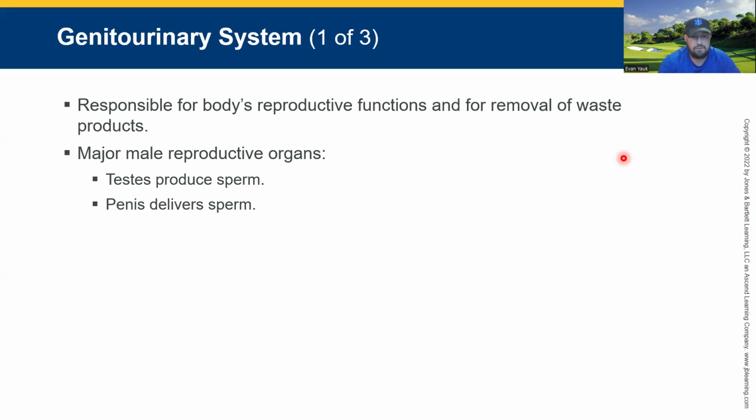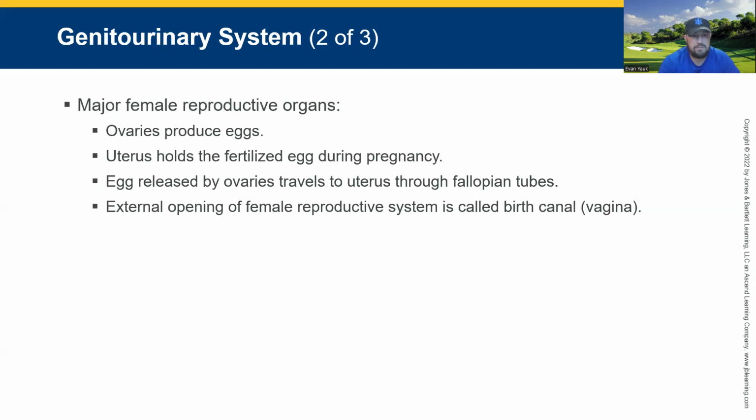Major male reproductive organs are the testes, which produce sperm, and the penis, which delivers the sperm. Major female reproductive organs are the ovaries, which produce eggs. The uterus holds the fertilized eggs during pregnancy. Eggs are released by the ovaries and travel to the uterus through the fallopian tubes. The external opening of a female's reproductive system is called the birth canal or the vagina.